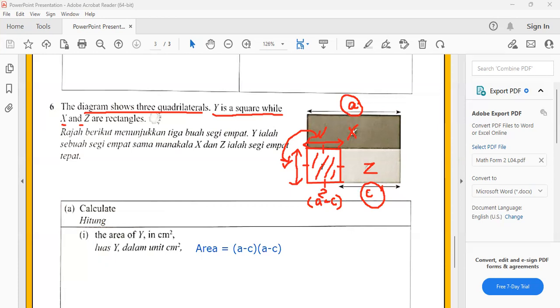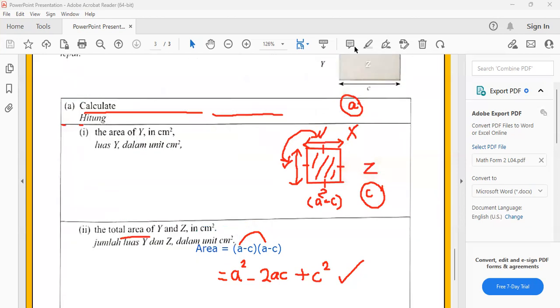Put in chat. Quickly, okay? Open up: a squared. Very good. Minus 2ac. Well done, Fatin. Plus c squared. Gloria, are you following? Okay. Good. So that's how you calculate the area for Y. Good job. Let's move on.